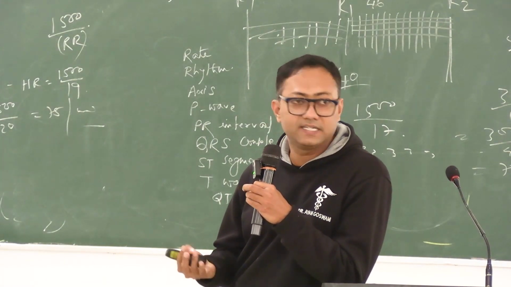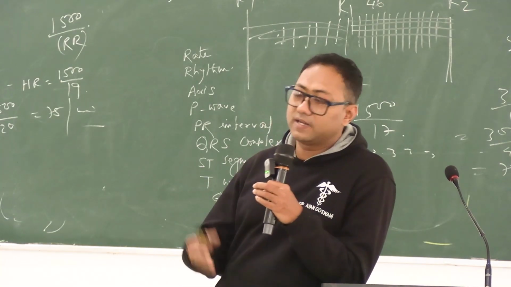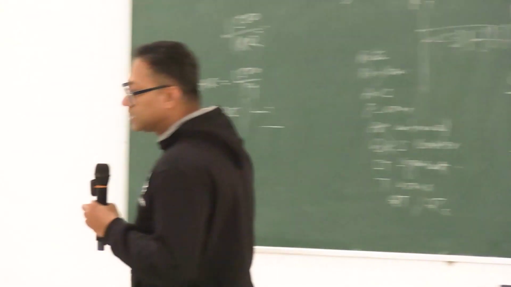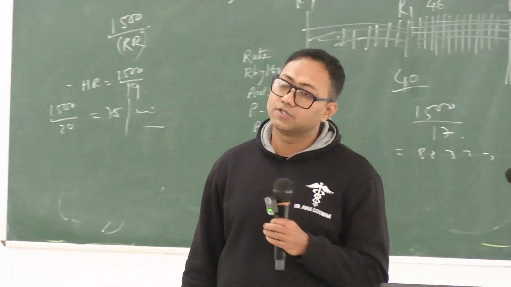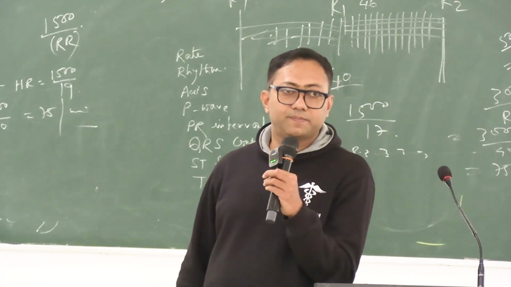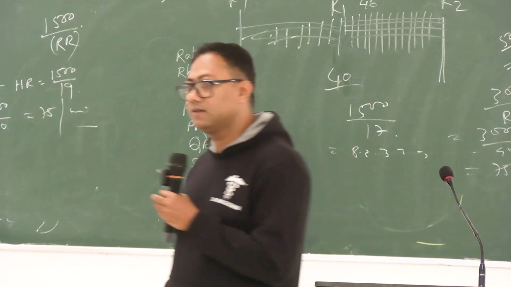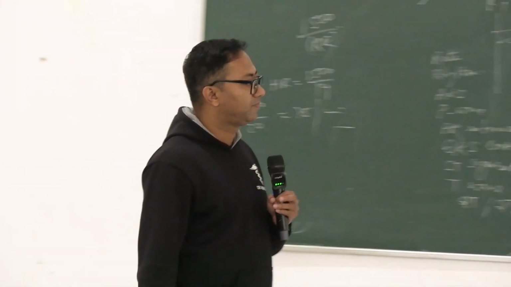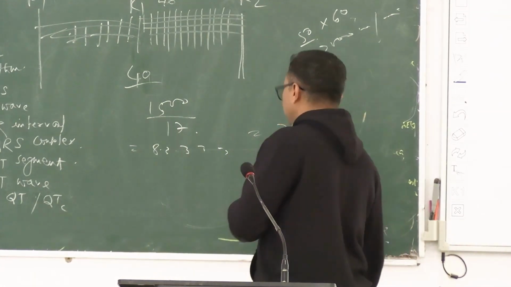The mean electrical axis is mostly oriented towards lead 2, and the normal range of cardiac axis is minus 30 to plus 110, or in some books it is also written as plus 100. For our discussion, let us consider it minus 30 to plus 110. Minus 30 to plus 110 is the normal range of axis. So for this, let me draw a picture.